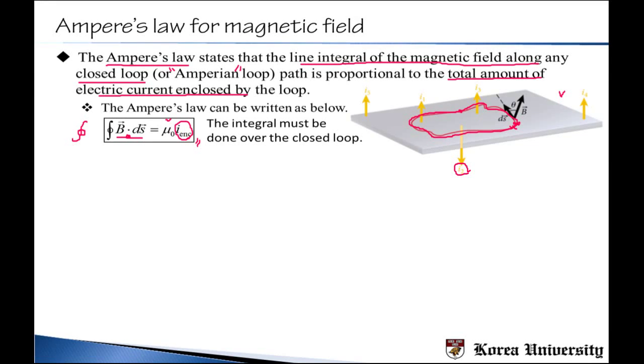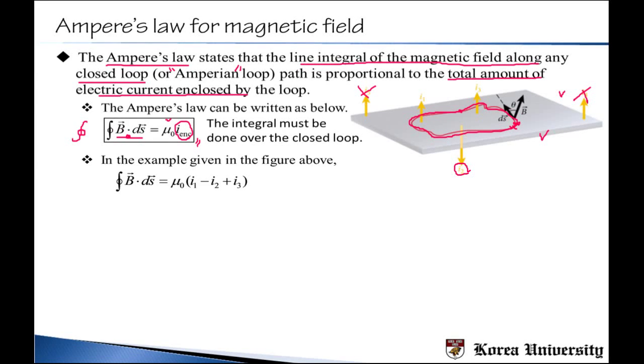Okay, so in this example shown on the right, out of the 5 currents, I4 and I5 are outside of this loop, so you don't have to think about them. But out of the 3 currents, 1, 2, 3, currents 1 and 3 are going up, and current 2 is going down. So if you suppose going up is positive, then the calculation has to be done in such a way that the amount of enclosed current will be I1 minus I2 plus I3.